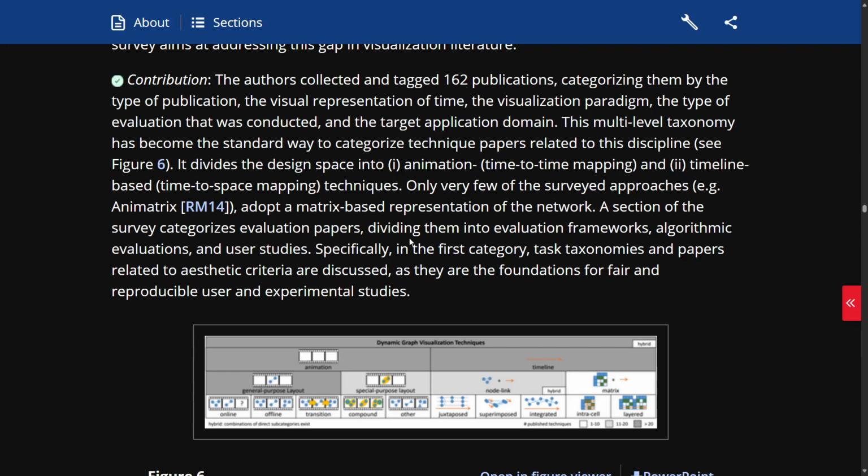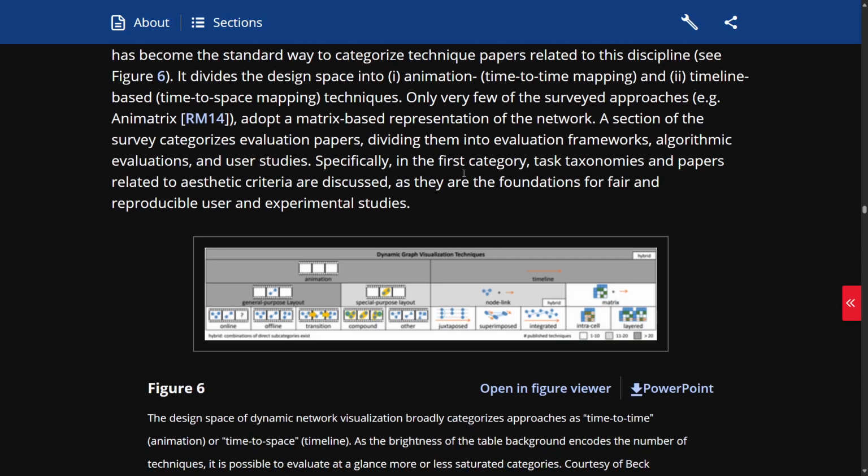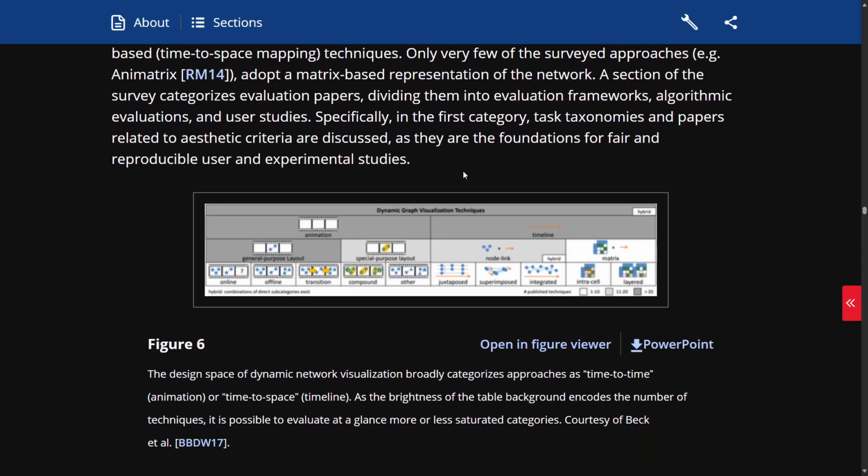Figure 6. The design space of dynamic network visualization broadly categorizes approaches as time-to-time, animation, or time-to-space, timeline. As the brightness of the table background encodes the number of techniques, it is possible to evaluate at a glance more or less saturated categories. Courtesy of Beck et al. BBDW17.